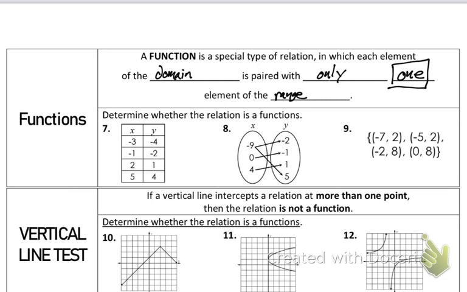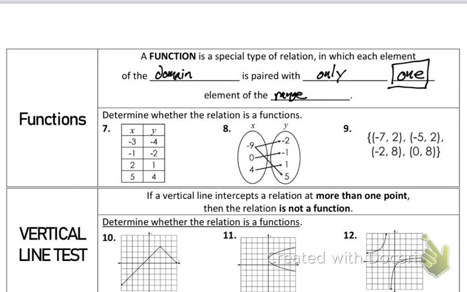So every input can only have one specific output. 2 goes to 3, 3 goes to 4, 5 goes to 6. Each one has to have a unique output. So when you're checking to see if things are a function, you're looking at each element of your domain and making sure it just goes to one y value. Each x value can only go to one y value.